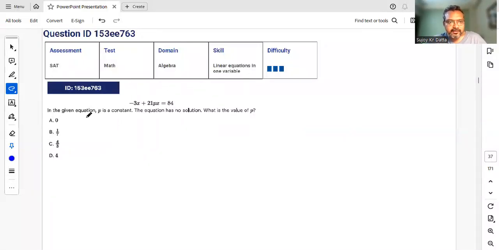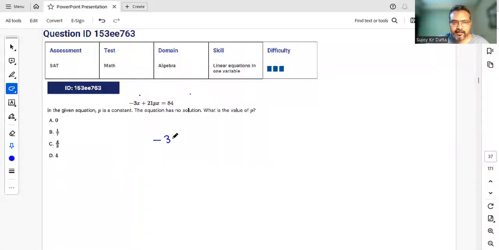So we have an equation in which p is a constant. It has no solution. No solution means the left hand and right hand sides must not match, right? The only way it can not match is if the x completely cancels out and you end up with something like 0 equal to 84, which is false. That would be the no solution case, because if an x stays back, then you can solve for x. So the x has to vanish.